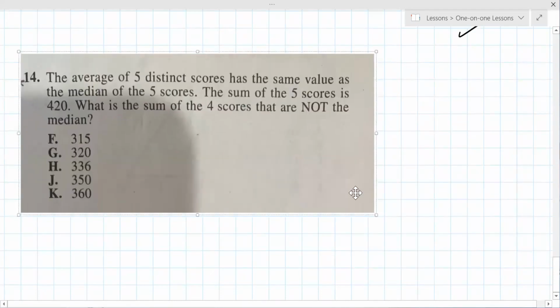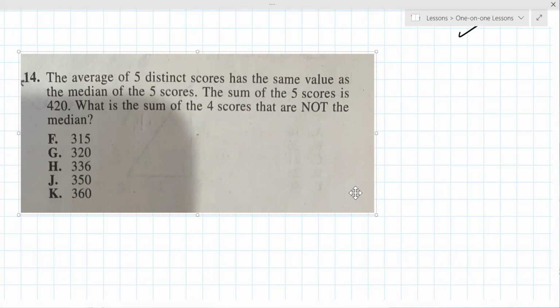All right, the average of 5 distinct scores has the same value as the median of the 5 distinct scores. The sum of the 5 scores is 420. What is the sum of the 4 scores that are not the median? It's just confusing, like the wording was.